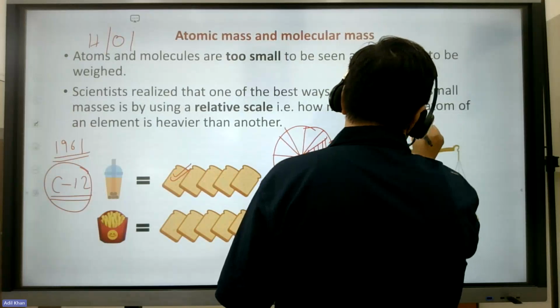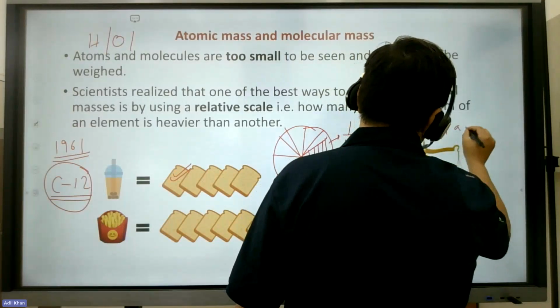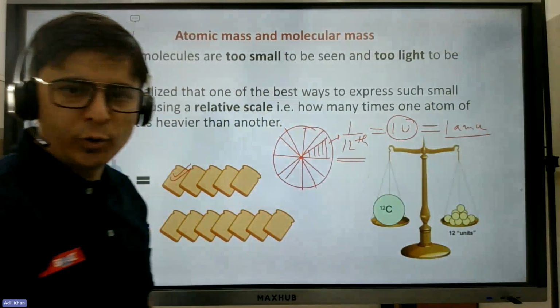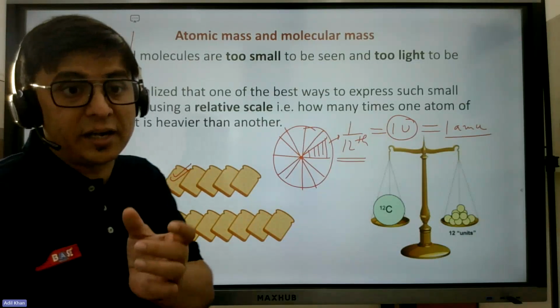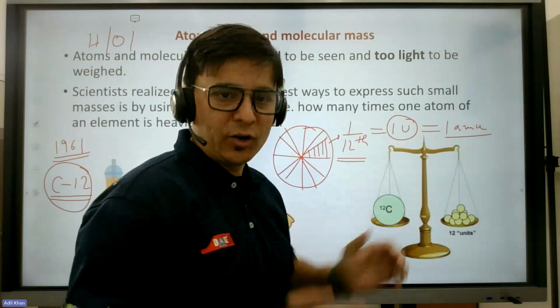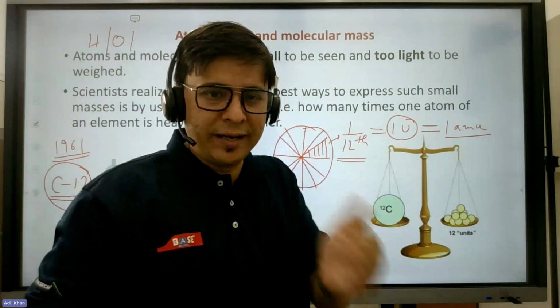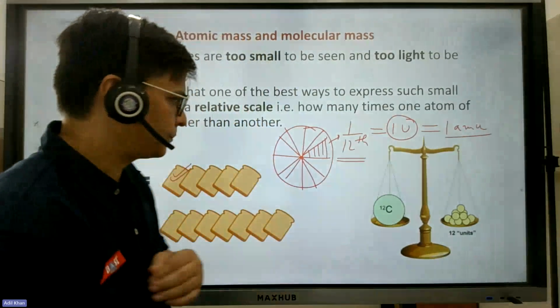U stands for unified mass, which is also equivalent to 1 AMU, that is atomic mass unit. So 1/12th part is 1U. 1U means unified mass. It is a nickname for atomic mass unit, AMU. So the 1/12th part of carbon 12 is known as AMU. And for AMU, the nickname is U, the symbol. U stands for unified mass.